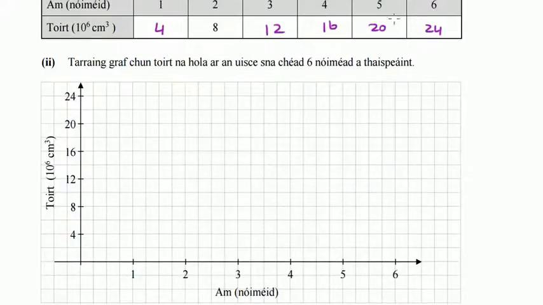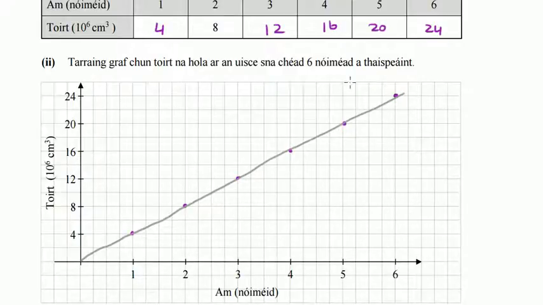So the next thing we have to do is just plot these points in the graph. So after 1 minute we have 4, 2 minutes we have 8, and so on. So that's about as accurate as I think I'm going to get it without a ruler on the computer, but obviously using pencil, be as accurate as possible with any graphs.